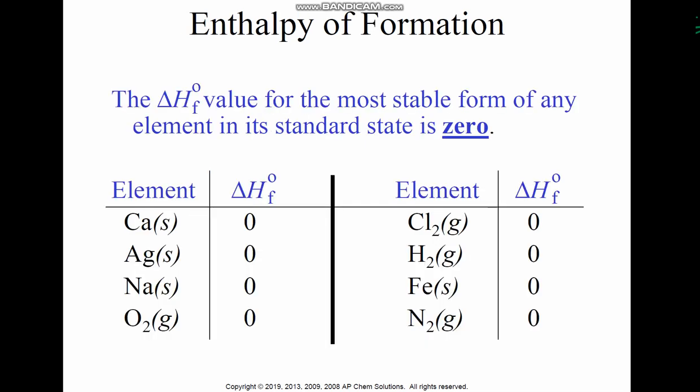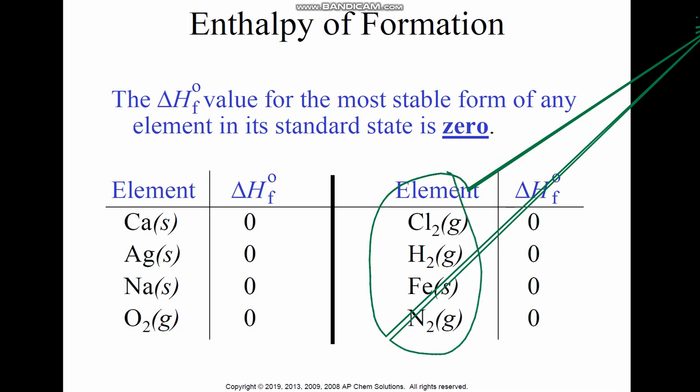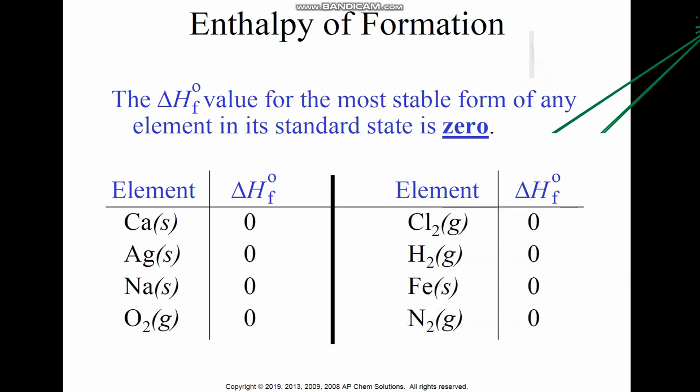All right, so enthalpies of formation. The enthalpy of formation for the most stable form of any element is always going to be 0. There are a couple of exceptions to that. There are some things that are bonded to themselves that have an enthalpy of formation of 0 all the time, and those are the ones listed here. We also have things like calcium, silver, and sodium that always have an enthalpy of formation of 0 when bonded to themselves. These are always the standard values.